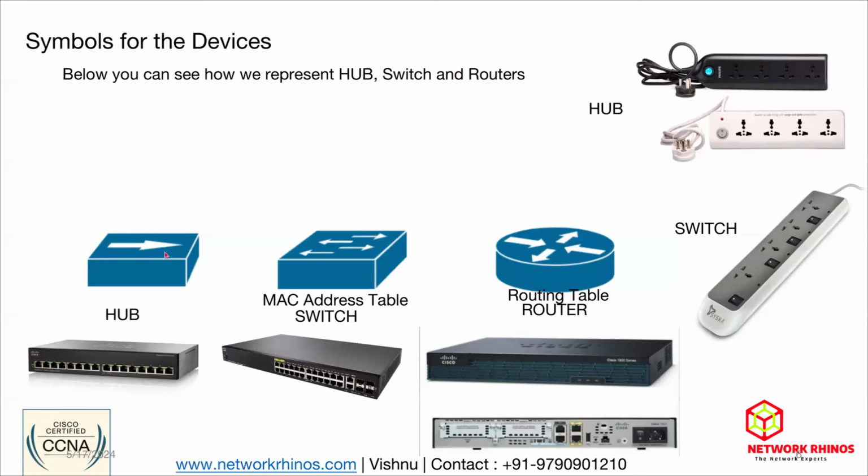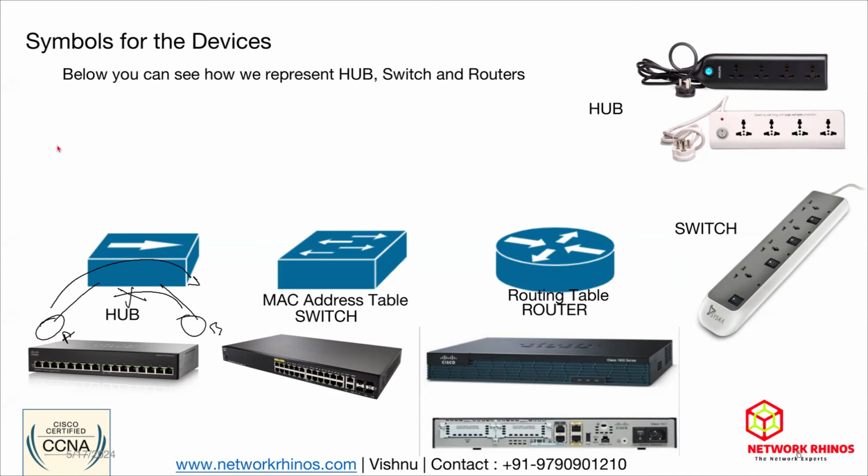For example, here you can see I have 2 devices connected to a hub. I have device A and device B. When device A sends traffic to device B, at the same time device B cannot send traffic here. Only one-way communication, because it's a half duplex device.